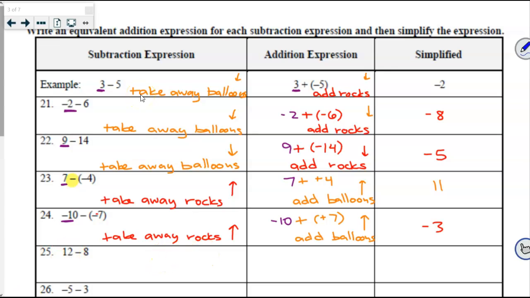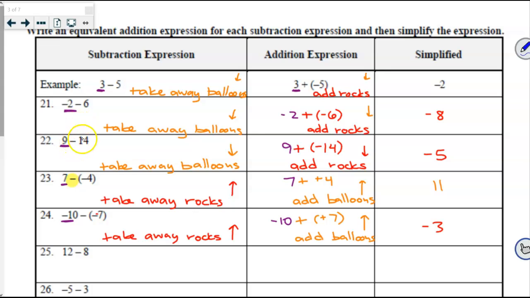Let's review number 22. Let's just go through this problem, right? It says we're starting at 9. No matter what, I'm going to start at 9. No matter which version of the problem I'm doing, even if I'm doing an addition problem, I'm still starting in the same place. So starting at 9. What am I doing in this problem? I'm taking away, and then after that subtraction sign is a positive number.